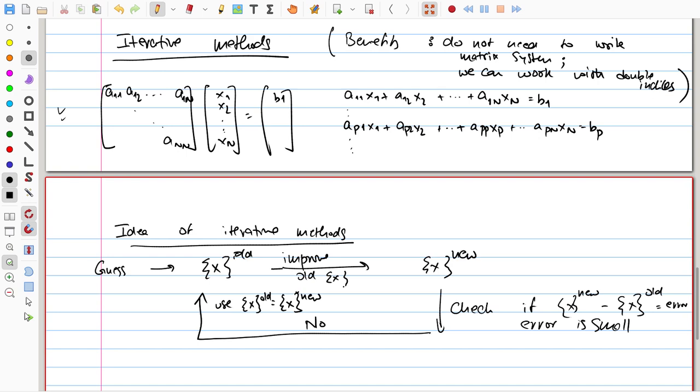We will write the algorithm, we will discuss it, under what condition it works, under what condition it does not work, and so on in more detail in the next lecture. Okay.